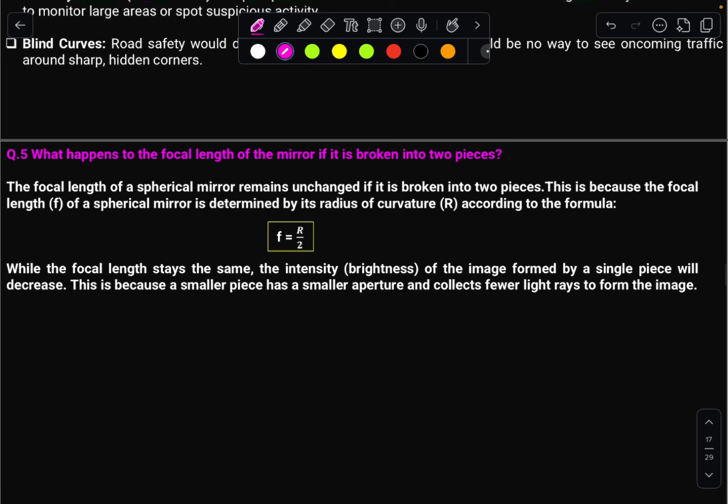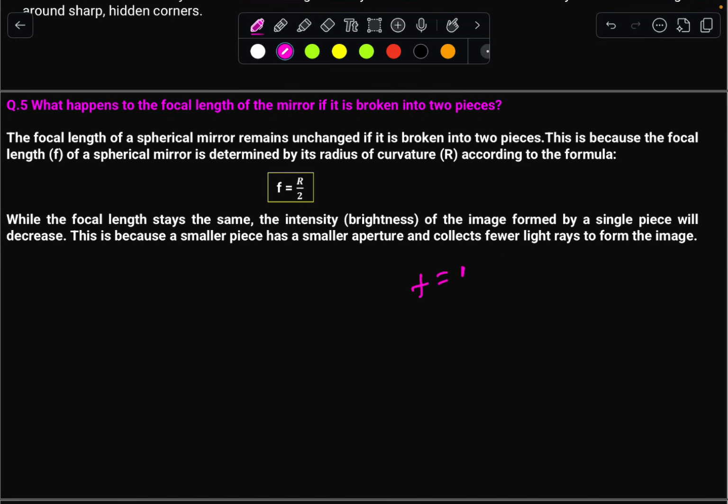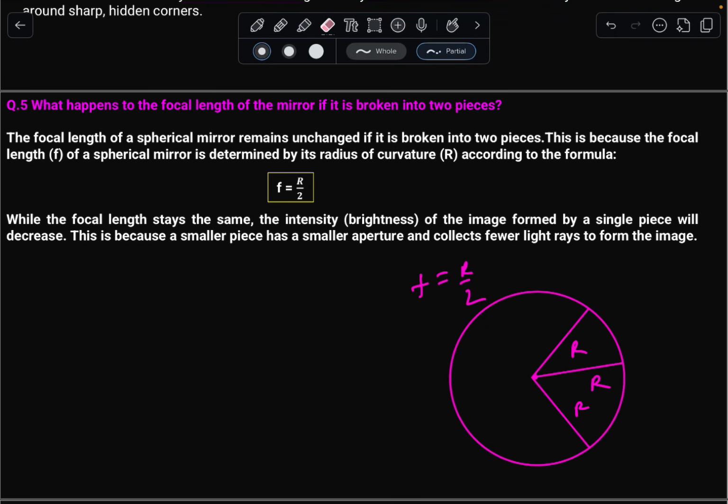Now beta, next is: what happens to the focal length of the mirror if it is broken into two pieces? See beta, the focal length depends on the radius of curvature. Beta, what is the focal length formula? F equals R/2. Beta, for making a mirror we are using a hollow sphere, correct? So this is the center. From here also radius R, from here also radius R, from here also radius R. Now if I cut it, I am cutting this part. Okay, I am cutting this part.